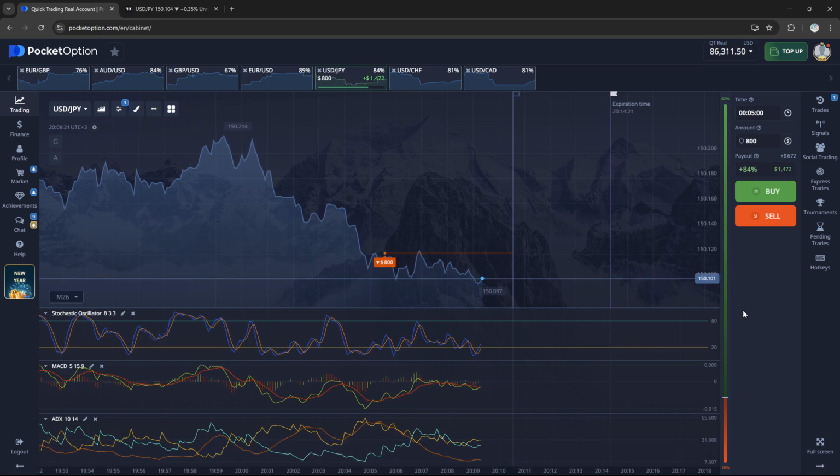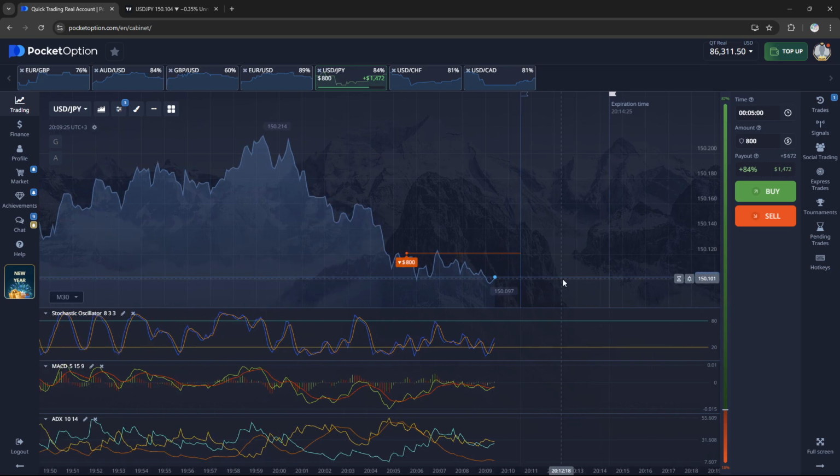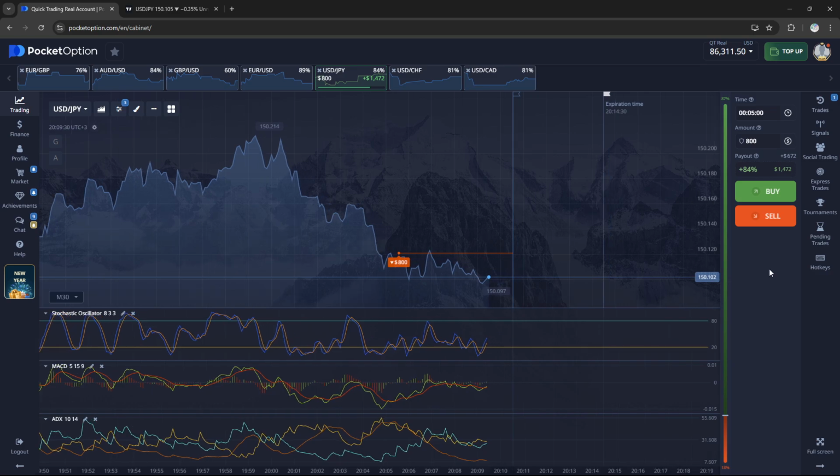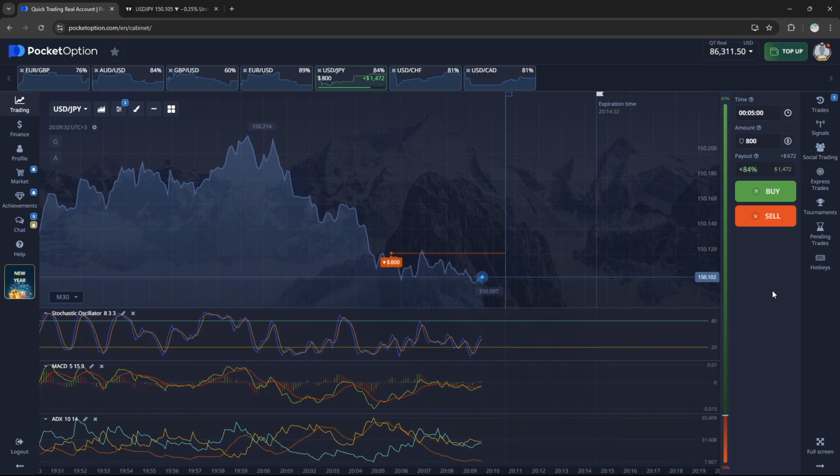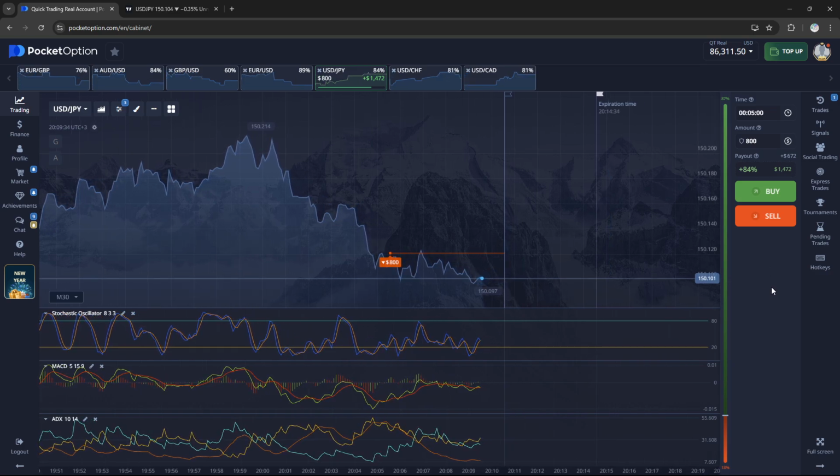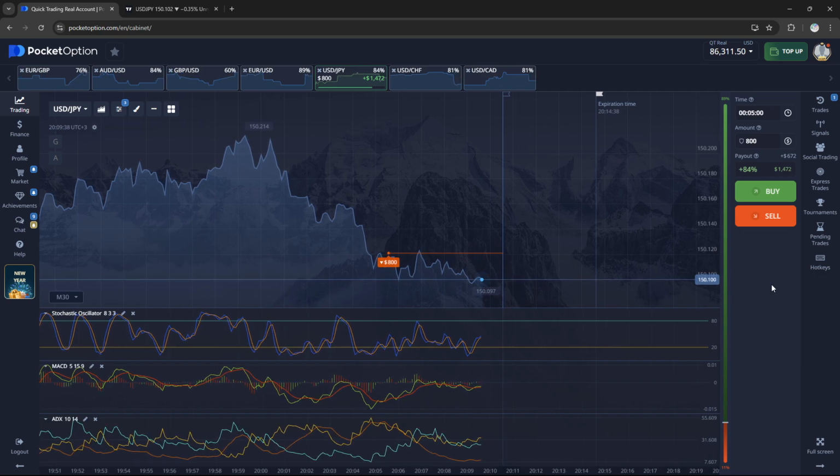So, what's the bottom line with the stochastic oscillator? It's a powerful tool for spotting overbought and oversold conditions, timing entries, and even catching early signs of reversals with divergences. But like any indicator, it's not foolproof. Its real strength comes when you combine it with other tools.